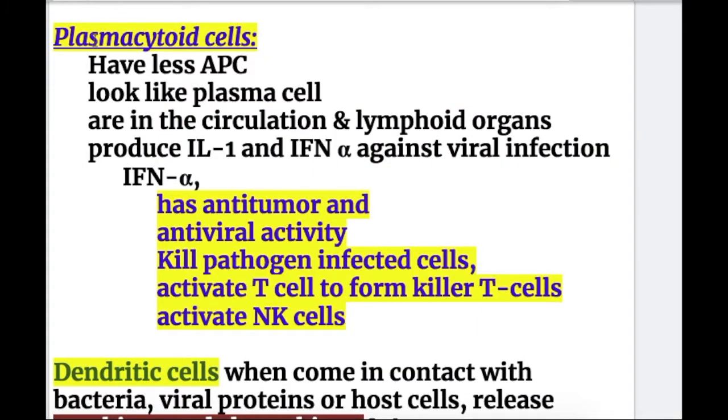Now the other type of the dendritic cell, plasmacytoid cells, they have less antigen presenting ability, and they look like plasma cells. The plasmacytoid cells are in the circulation and lymphoid organs and produce interleukin 1 and interferon alpha against viral infection. So interferon alpha has anti-tumor and antiviral effect. They kill pathogen infected cells, activate T cells to form killer T cells, and activate NK cells of the innate immunity.